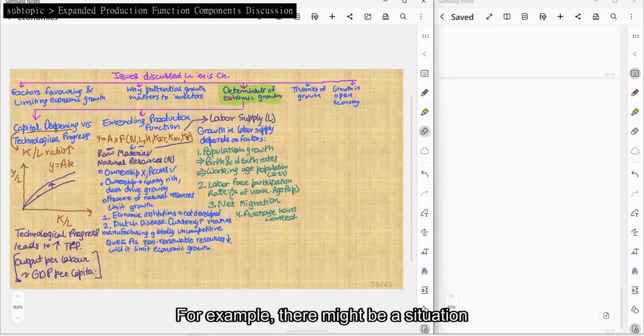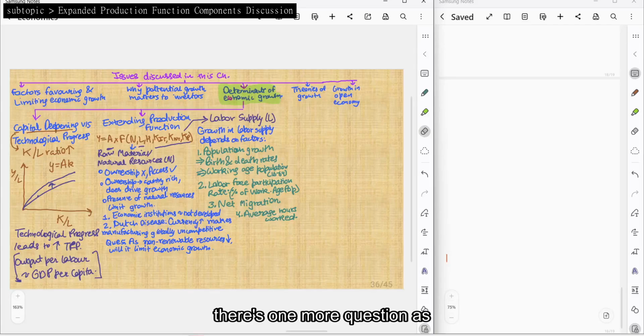For example, there might be a situation where necessary economic institutions have not been developed. The presence of natural resources has made the country richer, but the economic institutions needed for growth are not developed. Second refers to a situation known as Dutch disease, in which export of natural resources makes the currency appreciate in value. So it makes manufacturing globally uncompetitive, as other countries will find it expensive to buy the product.